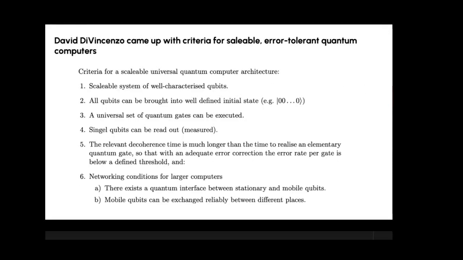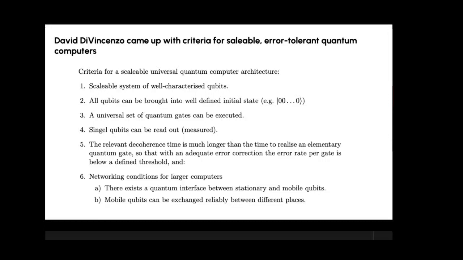So David DiVincenzo came up with criteria for scalable quantum computers. So the first is a scalable system of well-characterized qubits. That's a register. All qubits can be brought into a well-defined initial state, which is usually that they're all in zero. This already is never fulfillable in the physical world because they will never be exactly at zero. The universe is set, which already is an error source in itself, because if you have many bits that are not exactly in zero and you start computing on them, then you can introduce errors, right? Even without relaxation.